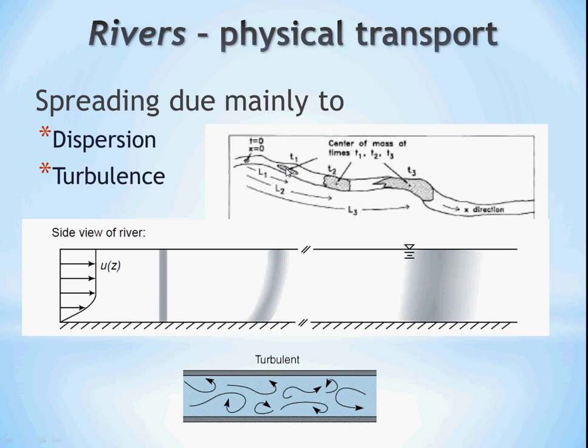So this is showing you that process in a graphical cartoon, starting with consolidated pollutant here, getting spread out, becoming more dilute, and spread across the entire channel. So again, spreading in rivers is due mainly to dispersion, that's this idea, and also spreading around rocks and that sort of thing, and then turbulent flow of water.